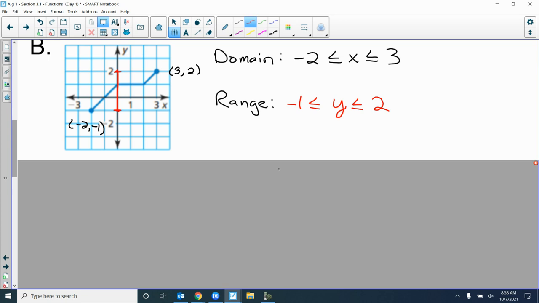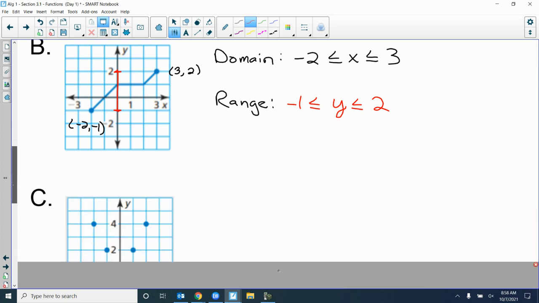All right. C just has points, so we can list those individually. I want you to see what you come up with for C and D on your own. Here's a hint for C. Don't repeat numbers. If something appears twice, don't repeat it. Just put it down one time.